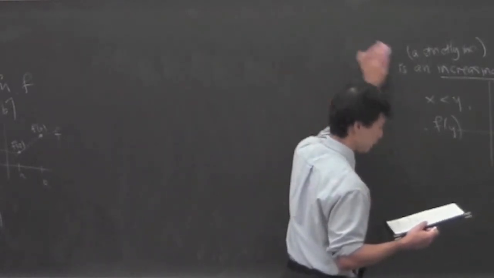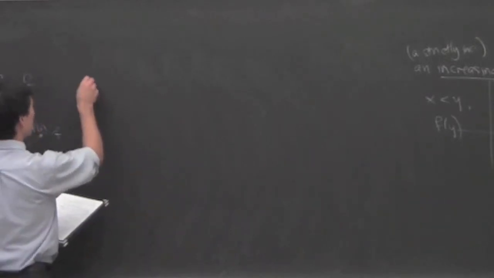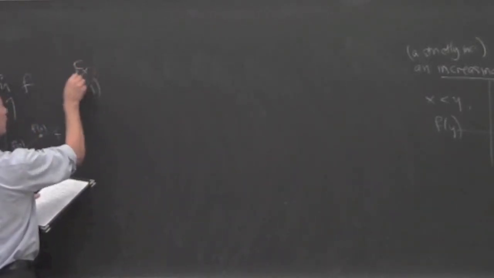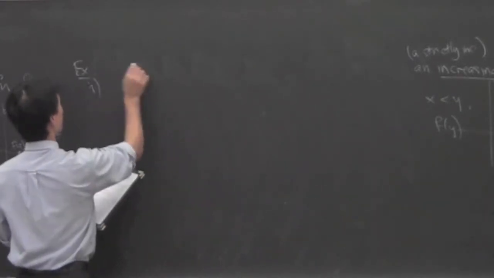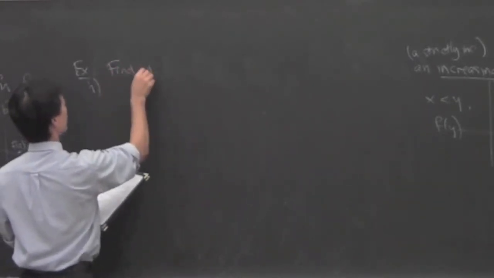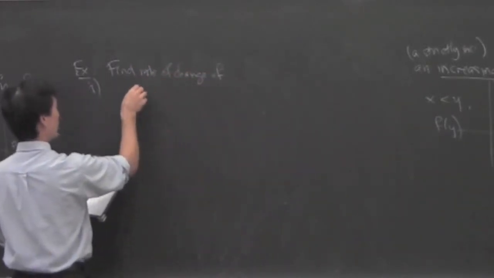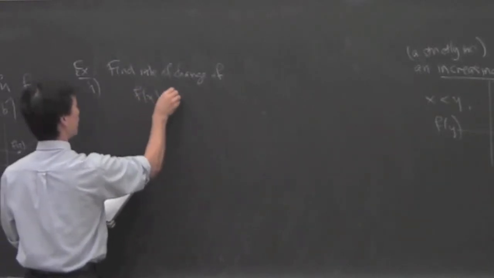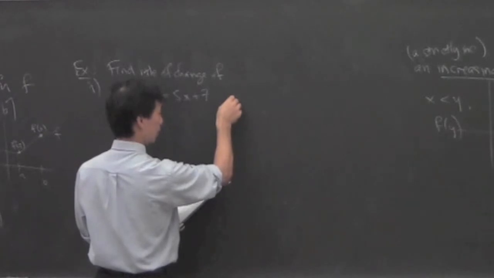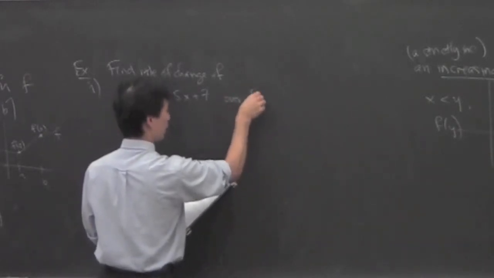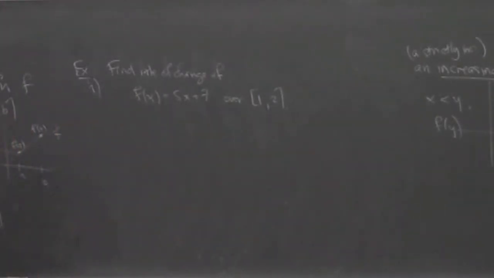Okay, so just a simple exercise. Define the rate of change of the function 5x plus 7 over the interval 1, 2.